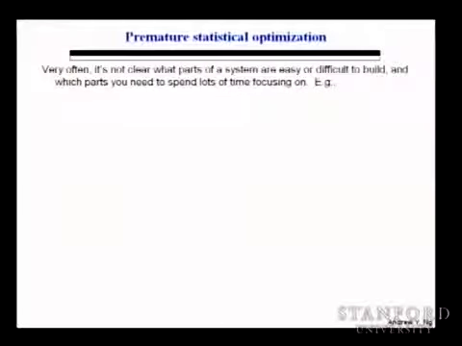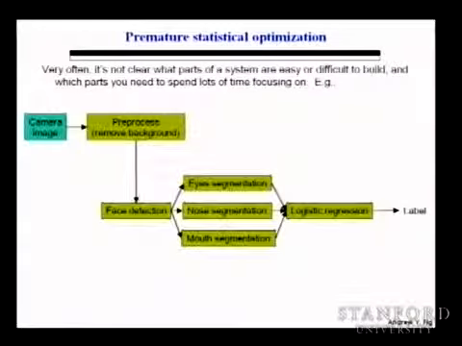And the reason is, very often it's really not clear what parts of a system are easy or difficult to build, and therefore what you need to spend lots of time focusing on. So there was that complicated example I talked about just now, for identifying people, say. And with a big complicated learning system like this, a big complicated pipeline like this, it's really not obvious at the outset which of these components you should spend lots of time working on. And if you didn't know that pre-processing wasn't the right component, you could easily have spent 3 months working on better background subtraction, not knowing that it's just not going to ultimately matter.